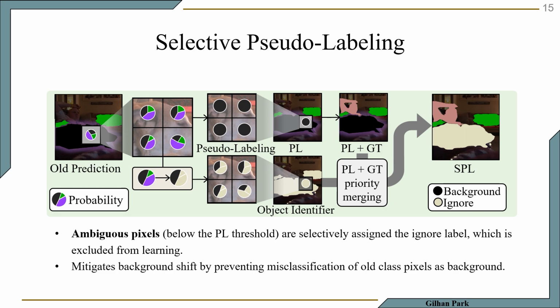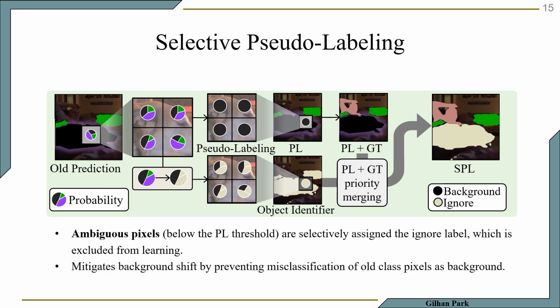If the combined score isn't high enough, meaning the model isn't confident, selective pseudo-labeling assigns the ignore label to that pixel. This prevents the model from using that pixel for training and ensures that we don't make mistakes by treating pixels from old classes as background.